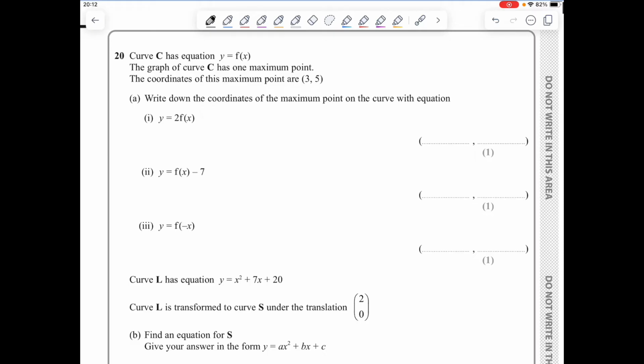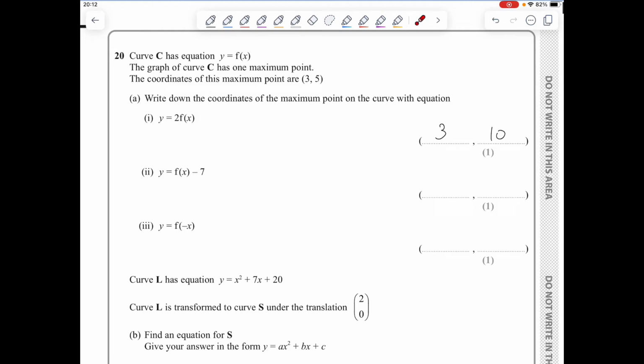For part A of question 20, I have a curve with a maximum at (3, 5), and then I have 3 transformations that will affect these points. Now for the first one, 2f of x, that is a stretch along the y-axis by scale factor of 2. So x coordinate stays the same, y coordinate doubles and becomes 10.